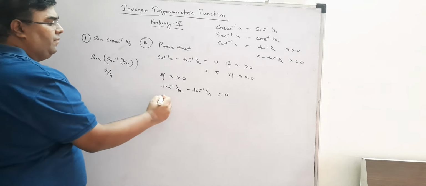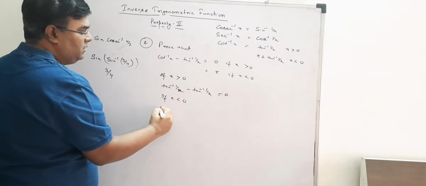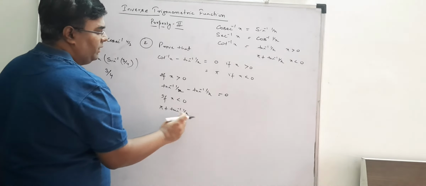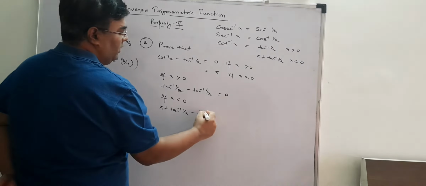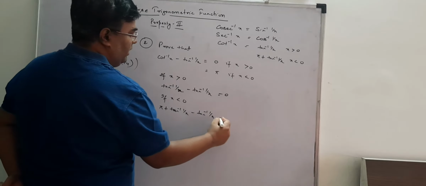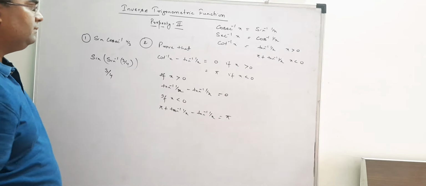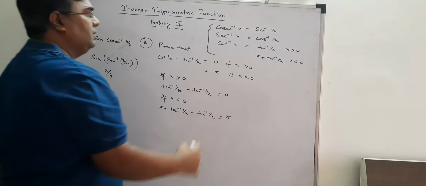If x is less than 0, my cot inverse x is pi plus tan inverse 1 by x, minus tan inverse 1 by x, and hence it is equal to pi. Simple proof. So remember these properties.